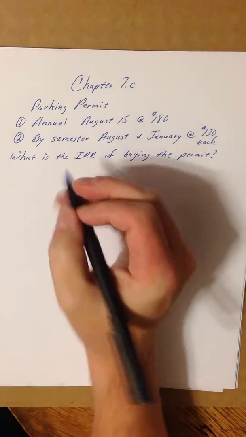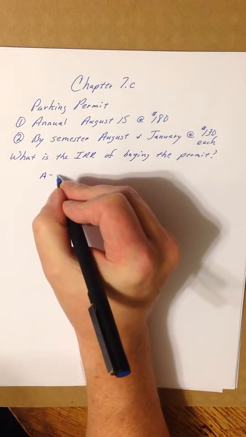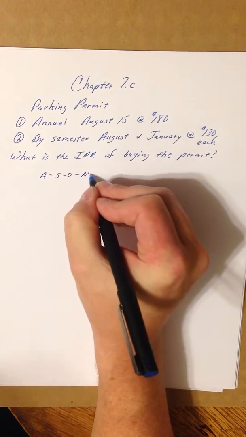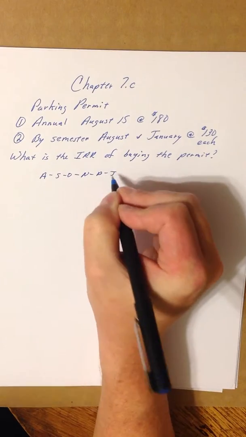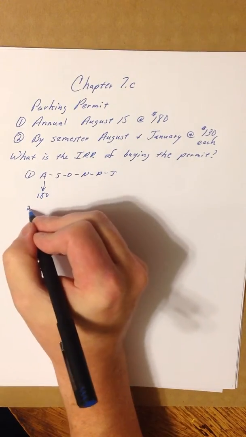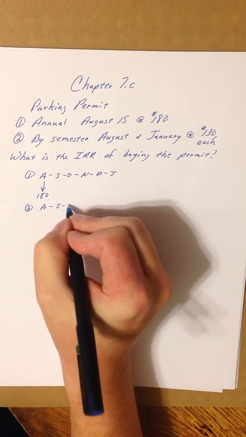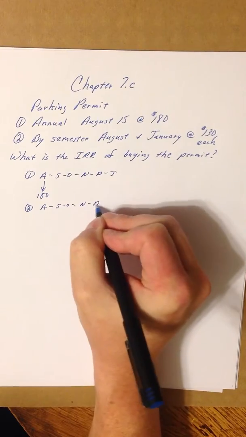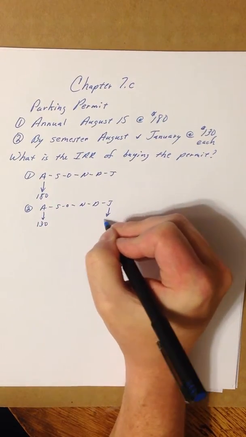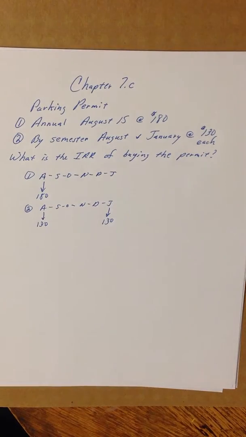So if we look at it, let's write a timeline. Let's do a different kind of timeline. Let's not do our ones and zeros, but just put down the months of the year. We have option 1, where we have $180, and option 2, where we pay it off in 2 installments, $130 in August and then again $130 in January. So what we know from equivalence is that these two are equal to each other.